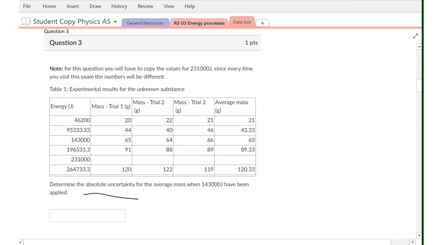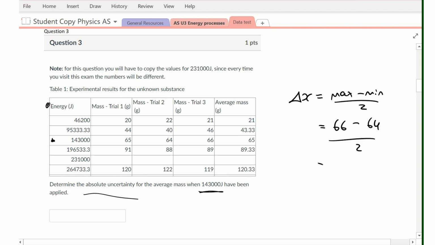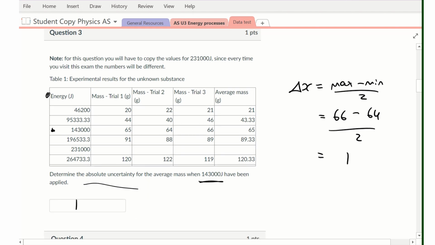We are asked to find the absolute uncertainty for the average mass when there's 143,000 joules applied. So we have to look at the energy section, 143,000, that's that row there. Now we know absolute uncertainty, we know our equation, we could look at our formula sheet. It's going to be max take min divided by 2. Now looking at this row here, I can see the maximum amount, that's going to be 66. The minimum is going to be 64. So I'm going to divide that by 2, chuck it into the calculator, and the answer is going to be 1. So that's your answer, 1.